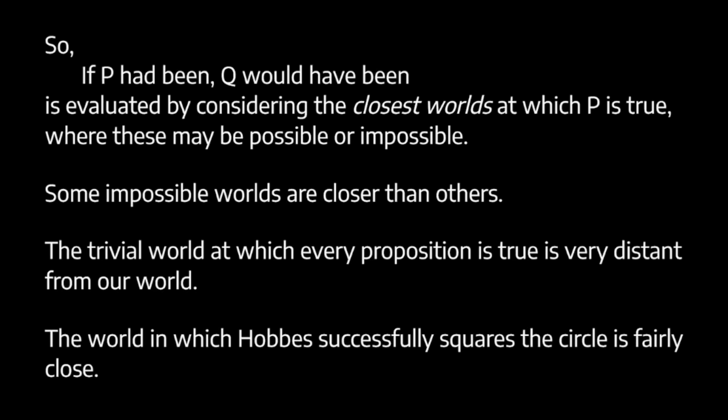As with possible worlds, some impossible worlds are closer to the actual world than other impossible worlds. The trivial world, at which every proposition is true, is very distant from the actual world. The world in which the sun is a round square is closer but still distant. The world in which Hobbes successfully squares the circle is, as far as impossible worlds go, fairly close.